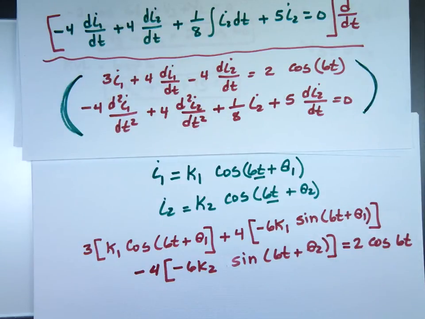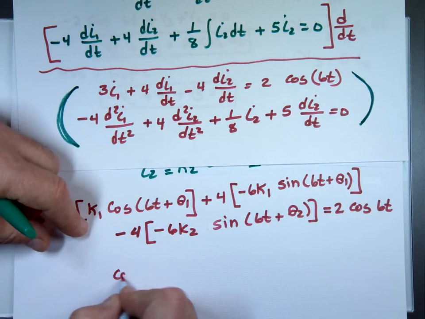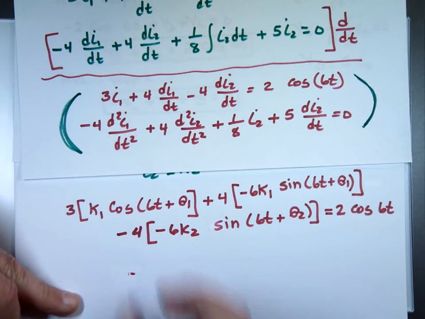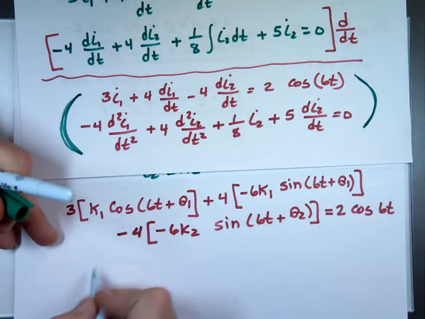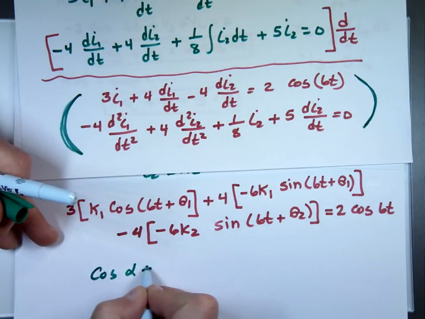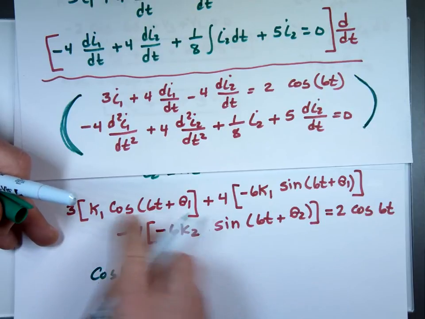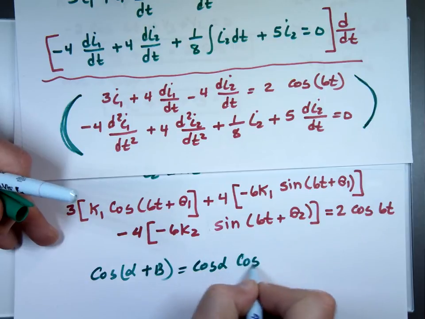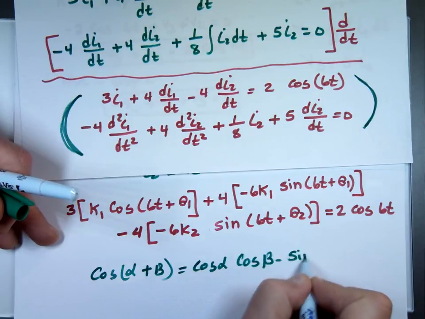Oh, somebody erased my board. Who did that? I'm going to need the identities here because I have to use cosine. There's an identity when you have addition like this. How do you break it down? Cosine of alpha plus beta. That's what I have here, cosine of this plus that. It's cosine alpha cosine beta, minus sine of alpha sine of beta.